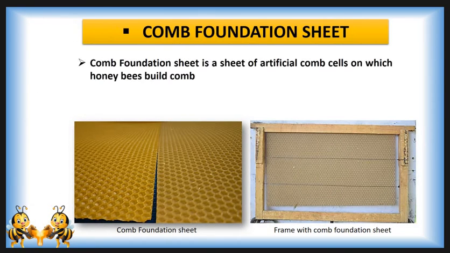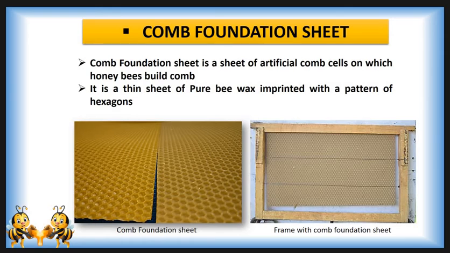Then the comb foundation sheet. A comb foundation sheet is a sheet of artificial comb cells on which honeybees build the comb. It is a thin sheet of pure beeswax imprinted with the pattern of hexagons. It contains hexagonal cells identical to the natural comb. The size of the hexagon varies with bee species. It is cut to proper size and attached to the comb frame by means of thin wire. The bees use this sheet as a foundation and make comb cells over this sheet.